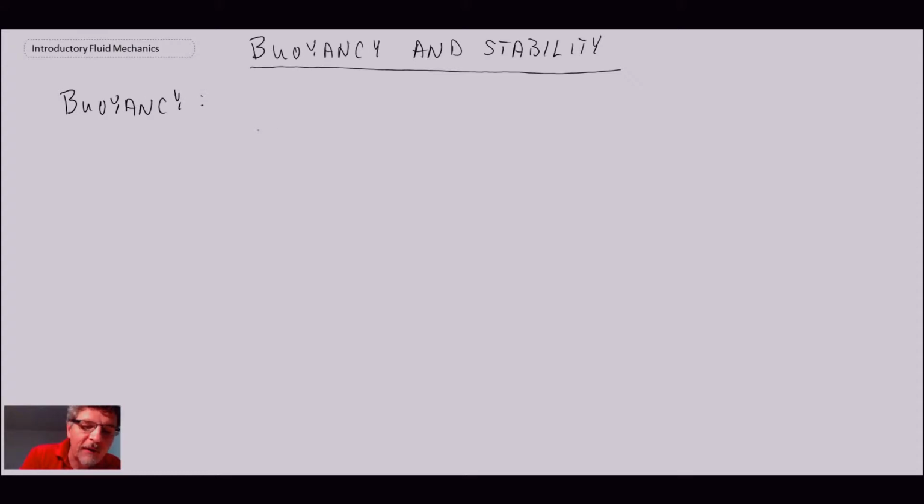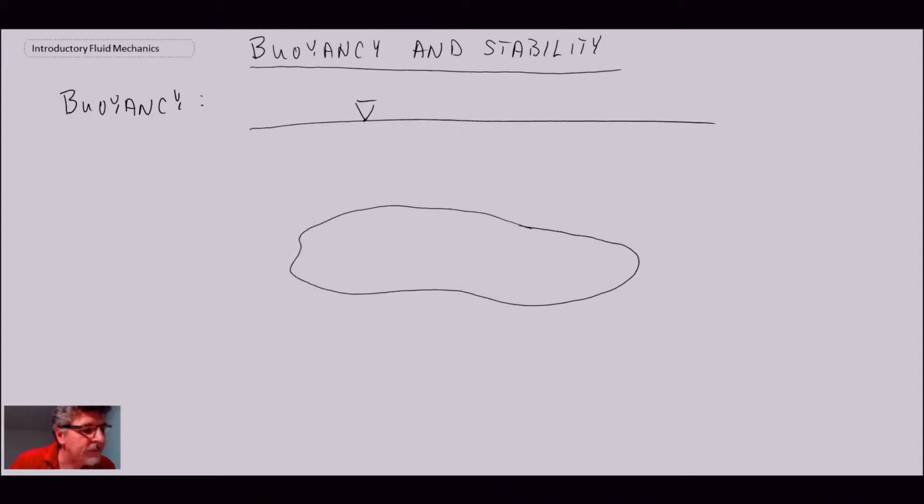So let's assume that we have a free surface shown like this, and we have some object underneath that free surface. This is a three-dimensional object, and we're going to break that object into a little differential parallelepiped. So that would be a differential element within this object.